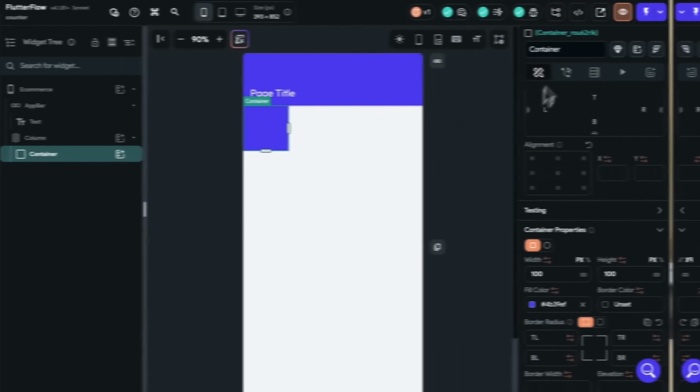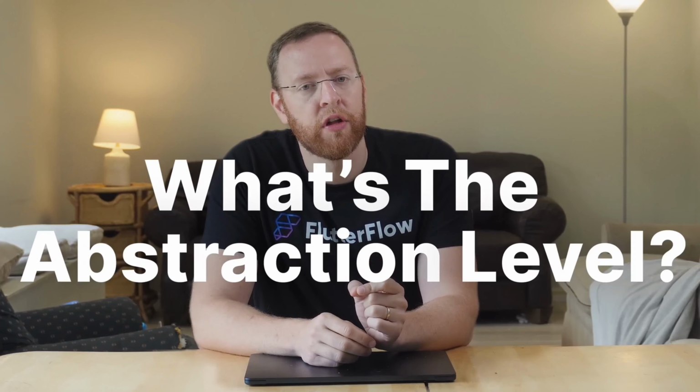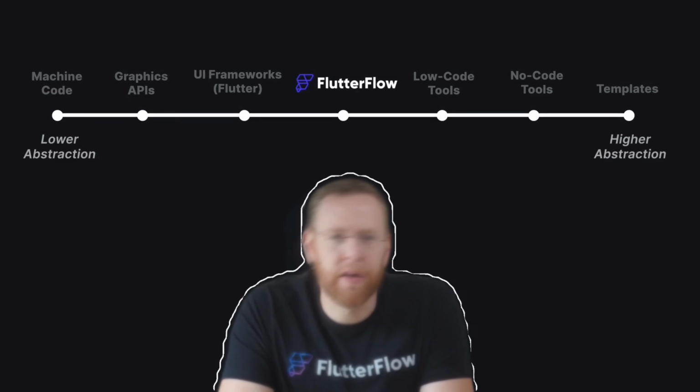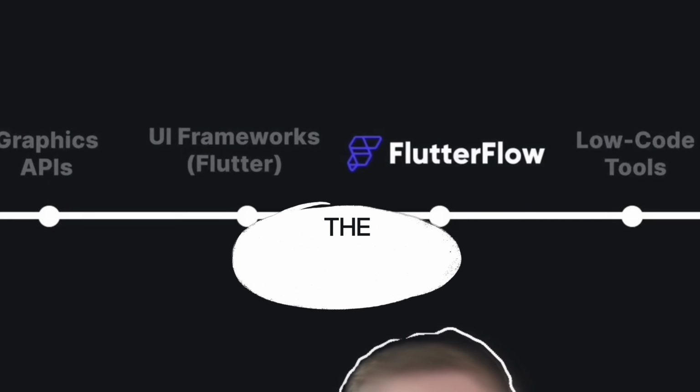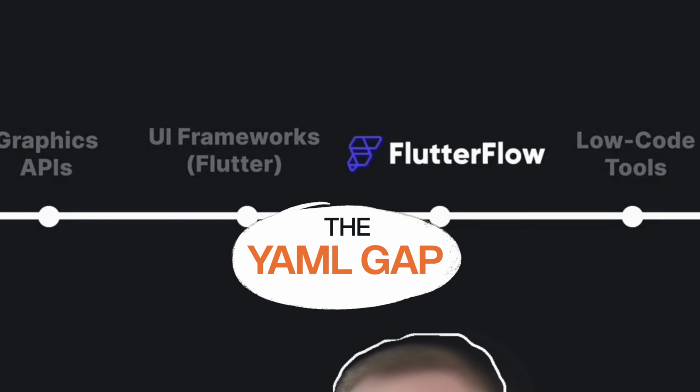John Higgins, the voice of Flutterflow, touches on this in his No Code is Trash video, where he explains that Flutterflow is a low abstraction interface. Low abstraction means there are still some layers between Flutterflow and the underlying Flutter code. The primary being the project YAML files. And it's this YAML gap that we'll be talking about today.